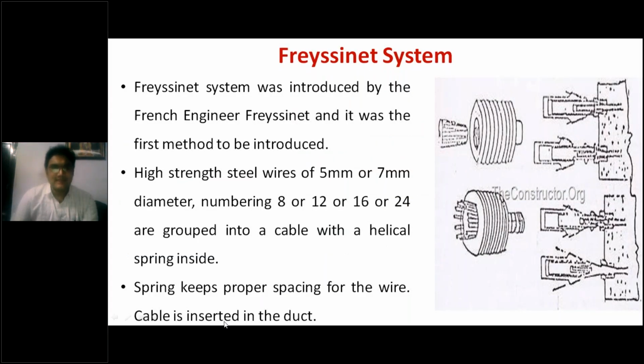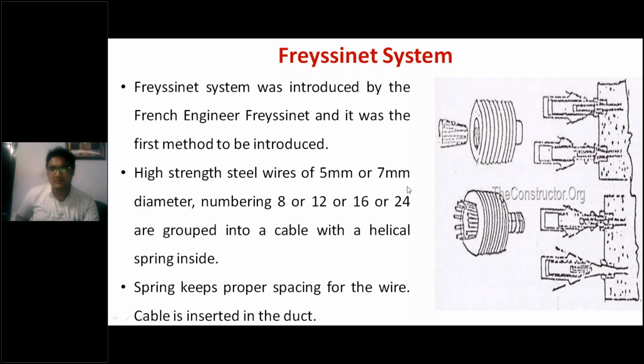So here the Freyssinet system was introduced by the French engineer called Freyssinet, and it was the first method to be introduced to do post tensioning. The first post tensioning system was developed by Freyssinet, then the other systems came into existence. In the Freyssinet system, high strength steel wires of different diameters like 5 mm, 7 mm, can be named as 8 or 12, 16, 24, like that.